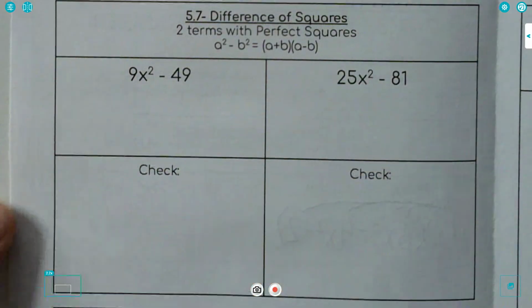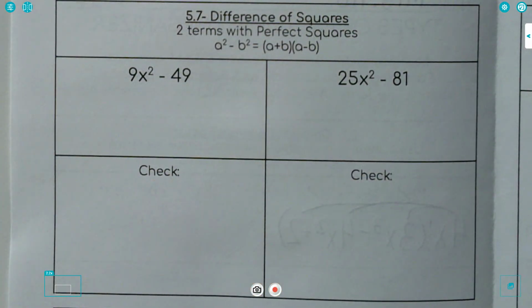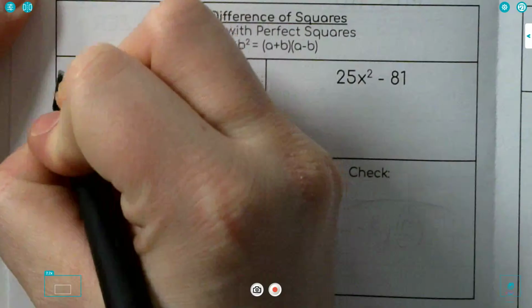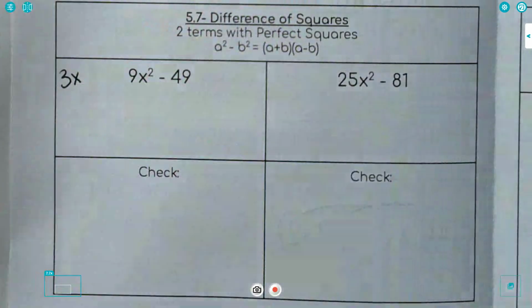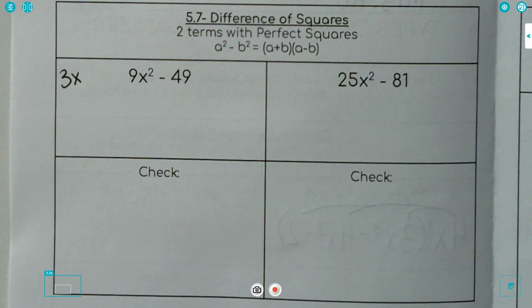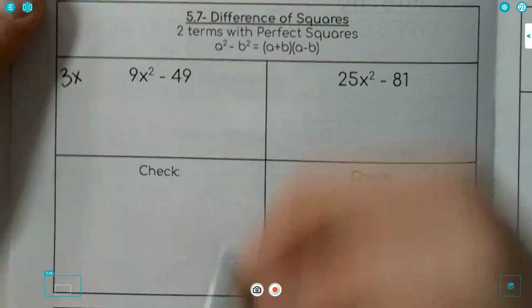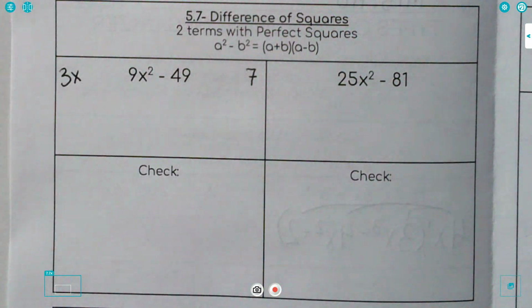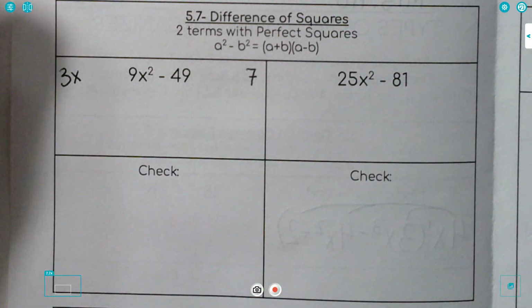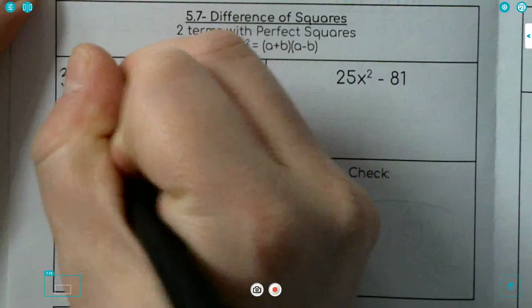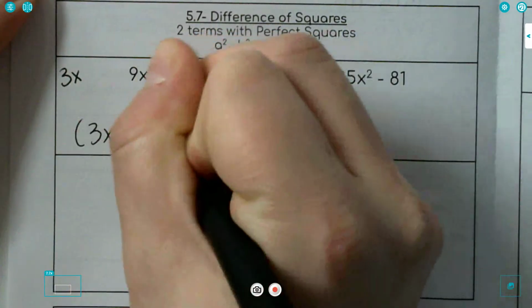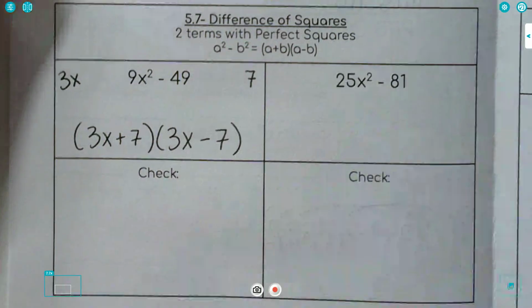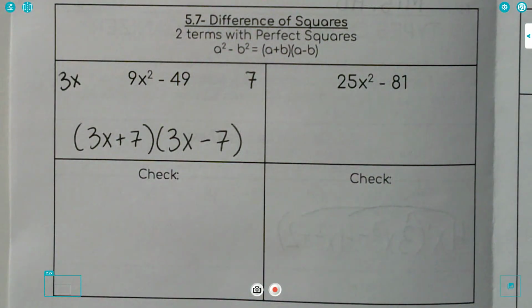So right here, 9x squared, what number times itself is 9? 3. Okay, and then x squared is x times x. So we also need an x with that. So I'm just going to put a little note to myself with my 3x over there. Then what number times itself is 49? Yeah, 7. So we have to find those two things, the square root of 9x squared and the square root of 49. And then our answer is just 3x plus 7 times 3x minus 7. So 1 plus, 1 minus.